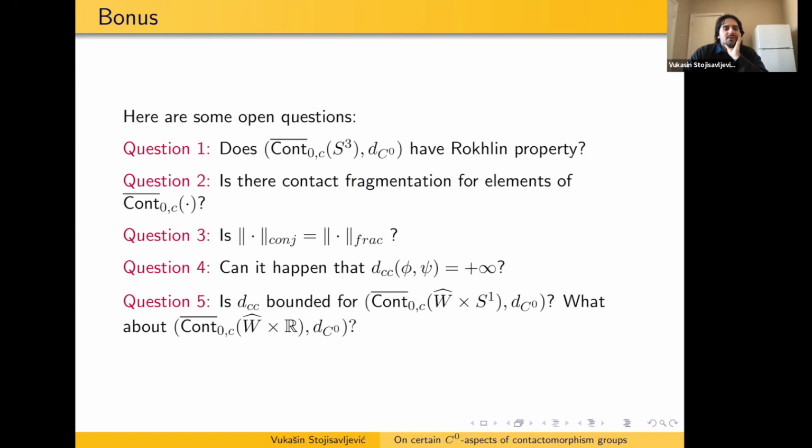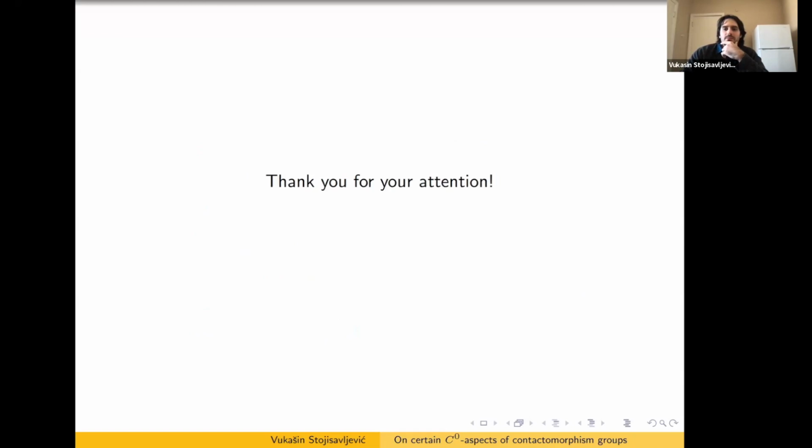And then what I think is more interesting is what you can say not about the pre-quantization space, but about omega times R. So now omega hat is like R^n, and times R you get back to R^(n+1). We knew the group is Rokhlin in this case, and perhaps this DCC is bounded. So maybe not the Rokhlin property, but you can have a bounded distance instead. Okay, so that's it. Thank you.